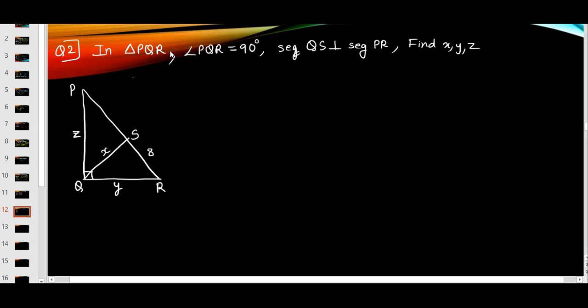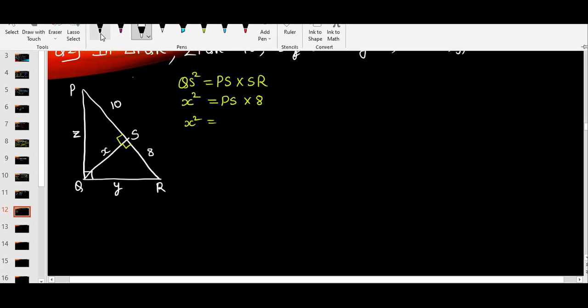First, we know the formula already. Let us write the formula. QS square is equal to PS multiplied by SR. According to this formula, we will substitute the values. QS is considered as X, so I will write X square. PS, I don't know what the value is. SR value is already given to us, 8. The PS value is also given here, I just forgot to mention it. PS is 10, so let us substitute that also.